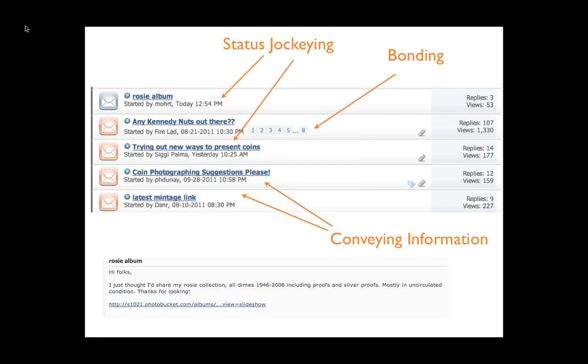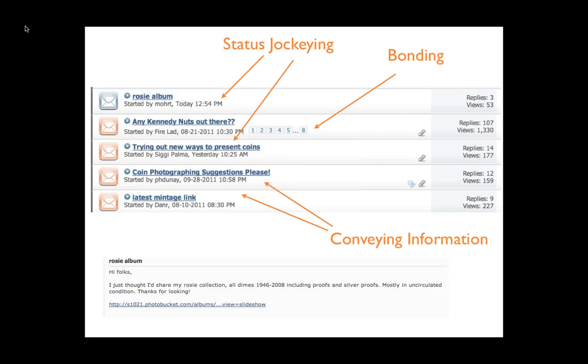So if you look at this slide here, for example, you'll see that the bonding related discussion, and this is just one example of many, has the biggest response of any discussion out there right now. This is from an online community for people that collect coins. You'll see any Kennedy nuts out there, where Kennedy is a type of coin, and it's where people can talk about that, share their passion and enjoyment of that topic, and then get to know each other as a result.